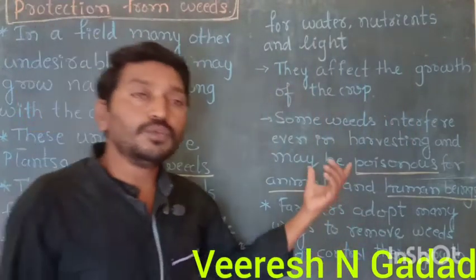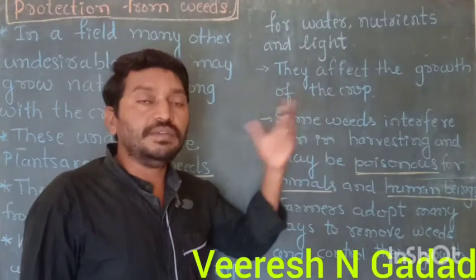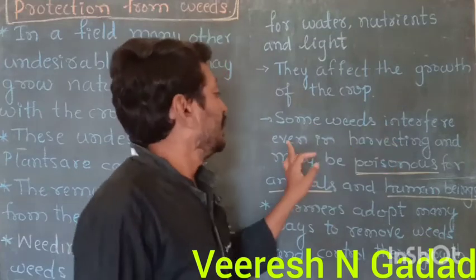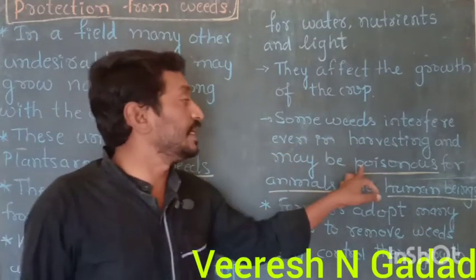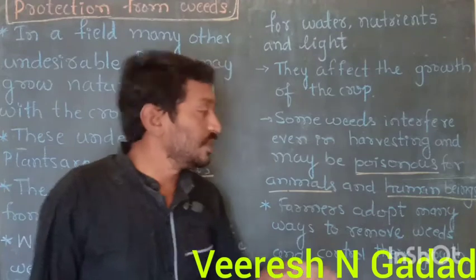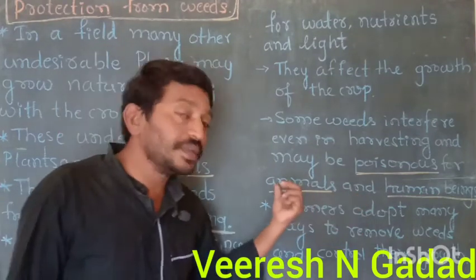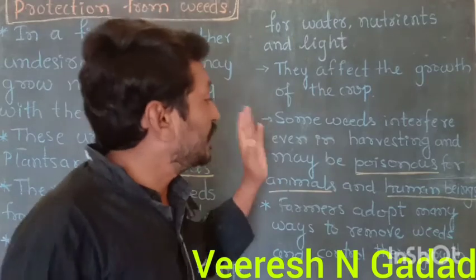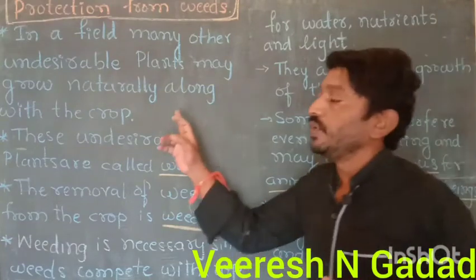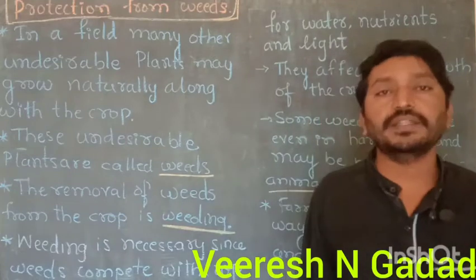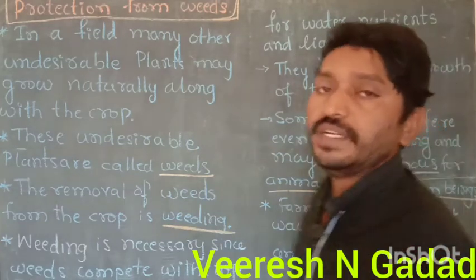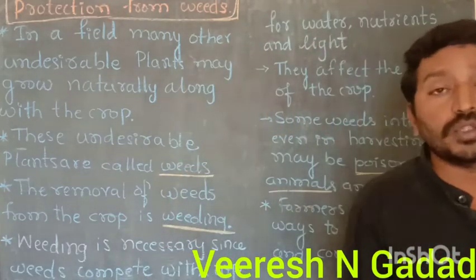And one more thing here, some weeds interfere even in the harvesting, and they may be present with the crop, with the plant, with the seed. So they become poisonous for animals as well as human beings. That is why every farmer must remove the weeds from the crop or the plant. That is why farmers have adopted many ways to remove the weeds and to control the growth of the weeds.